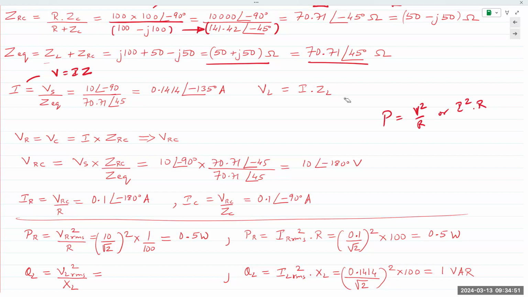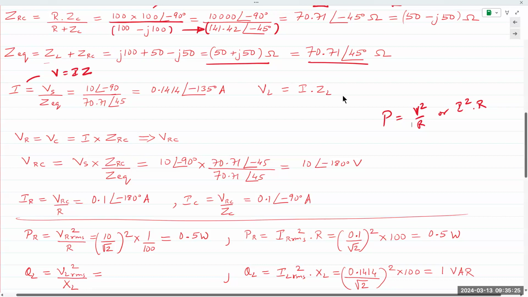We want to find the power for every component. That means we can use either one of these two equations, either V square over R or I squared times R. Now, for a resistor, it's R, of course. For a capacitor and the inductor, it's V square over X or I squared times X, meaning we need the voltage or the current for that inductor and capacitor.